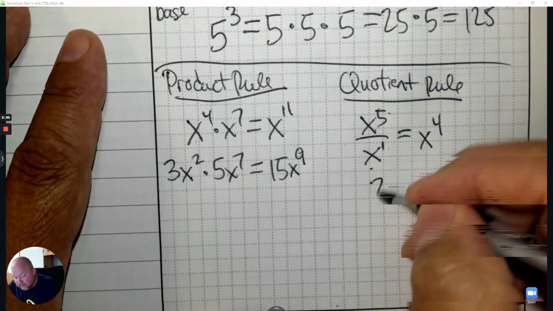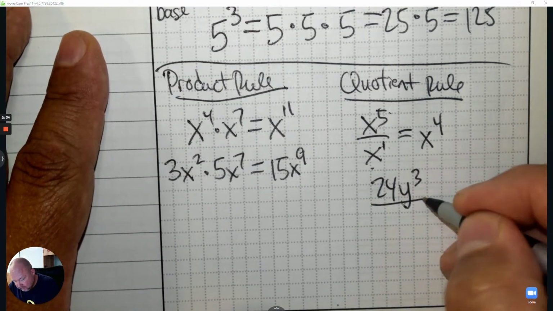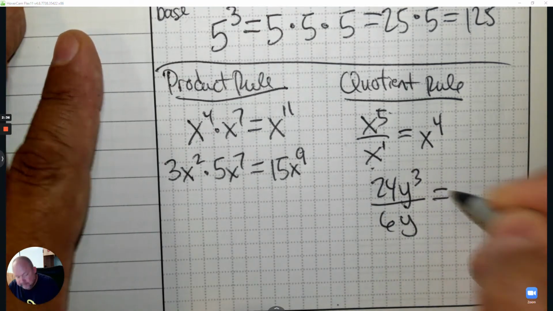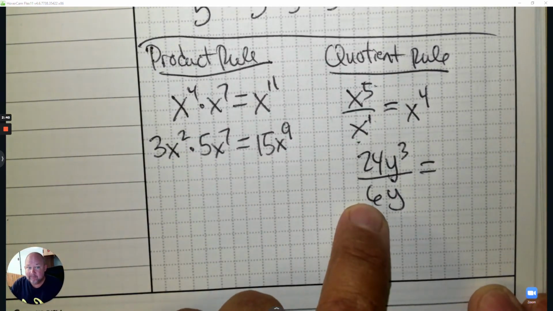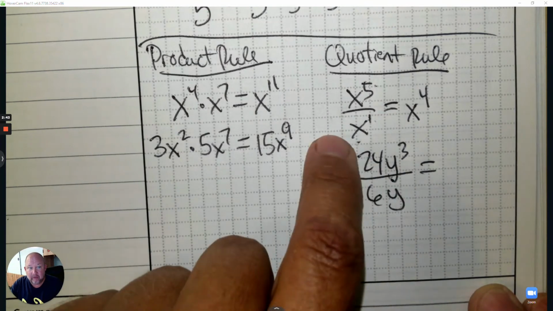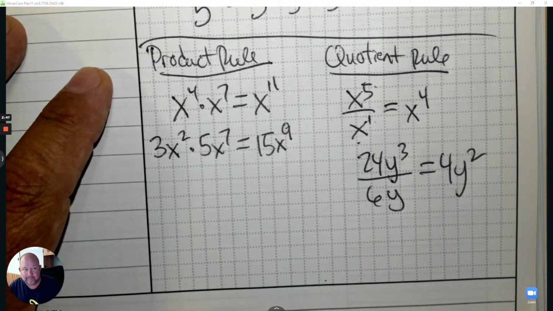If I have coefficients involved, then I have to divide them and subtract the exponents. So 24 divided by 6, subtract the exponents.